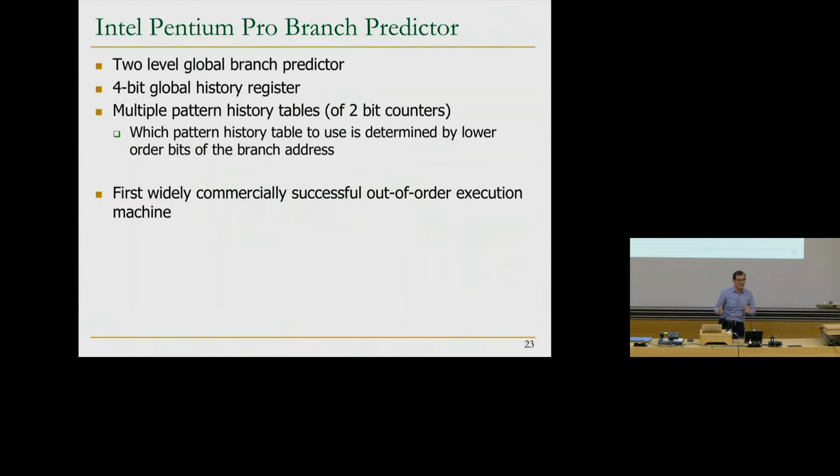Okay, so this predictor, as I said, was implemented in pretty much all machines. Actually, all machines have much more sophisticated predictors right now, but Intel Pentium Pro was the first widely commercially successful out-of-order execution engine, built in 1994 to 1996. And it had this 2-level global branch predictor. Basically, they realized that branches are a huge problem for them, so they included this one. So they had a very small global history register, only a 4-bit global history register. And they had multiple pattern history tables of 2-bit counters. Which pattern history table to use was determined by lower order bits of the branch address.